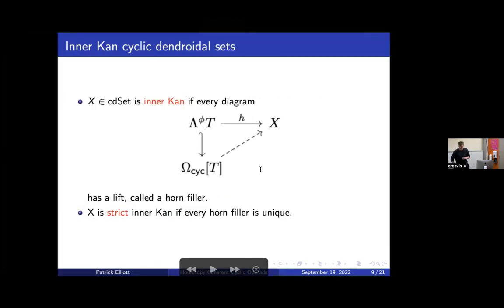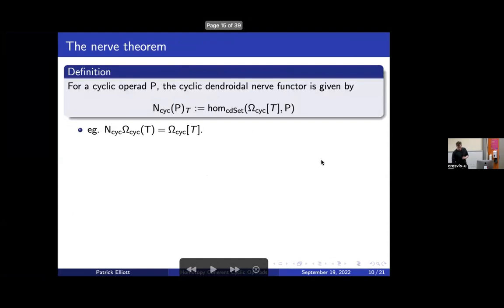The point of this is we're going to say a cyclic dendroidal set is an inner Kan complex if every diagram of this form, the horn on top, has a lift called a horn filler. This is exactly reminiscent of the Kan condition for simplicial sets. And we say X is strict inner Kan if every horn filler is unique. All right, so what I'm going to say next won't be too surprising.